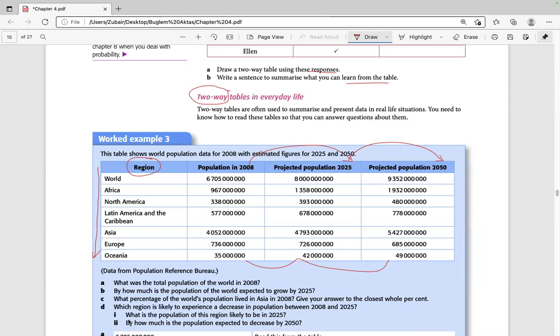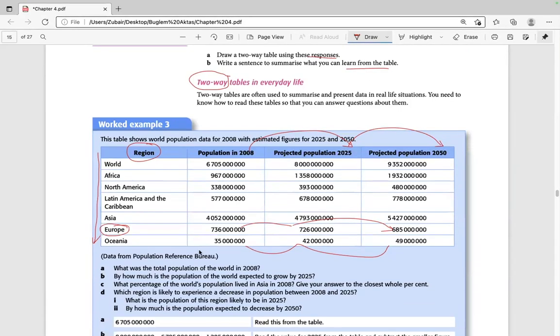And do we get a decrease as well in any of the results? In Europe, it goes from... So the prediction says it decreases slightly in the next 40 years from 2008 onwards. So this is what we can comment on the given data. A part says, what was the total population of the world in 2008? So we just have to read it off the table.